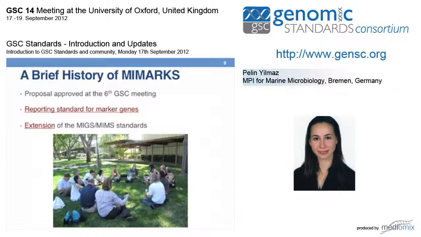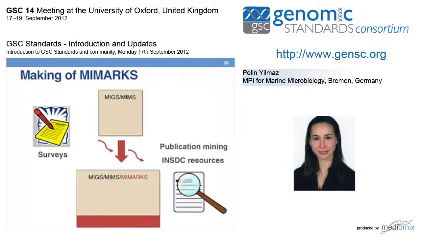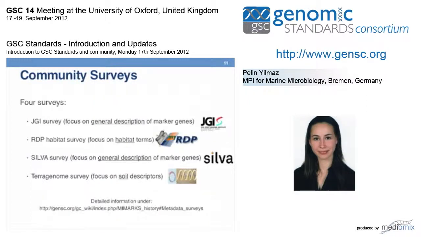So we had our first proper working group meeting at Walnut Creek in 2007 or 8, I think. So this was the core group. We sat on the grass, talked about data fields. It was a really nice environment. But what we did in the background is that we did a lot of work. For example, we conducted a lot of surveys, we did a lot of publication mining, looked at the INSDC resources, so the already existing metadata, and we used all of these resources to extend the MIGS and MIMS to cover the marker gene sequences.